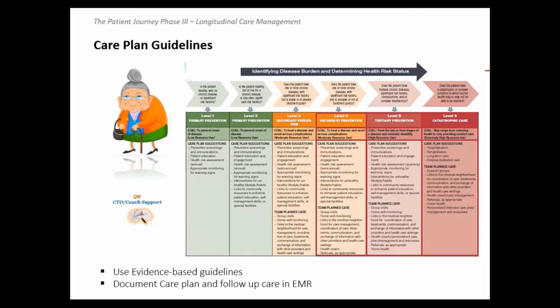So for an example, in a high-risk patient with diabetes who is at a level 5, the care plan would include things such as patient education, self-management, home self-monitoring, fall risk management, and referral to CHW to link to community resources. So you also want to make sure you document care plans and follow up care in the EMR.